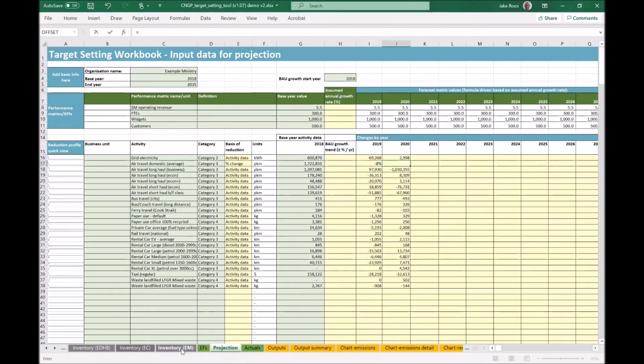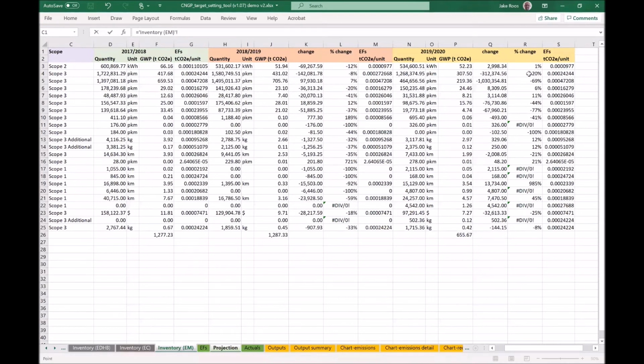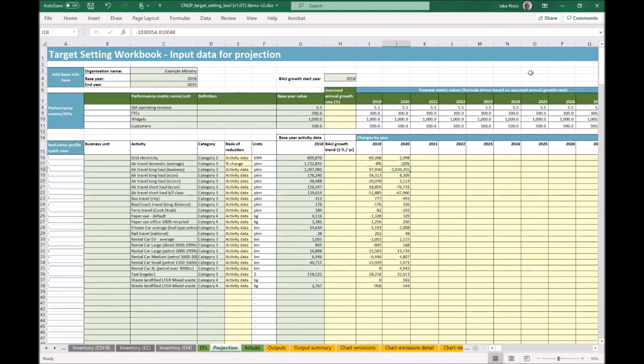Let's do that for the next one. Percentage change, it's 20%, and we times it by 100. And there we are. Now we can use the basis of reduction as percentage change.